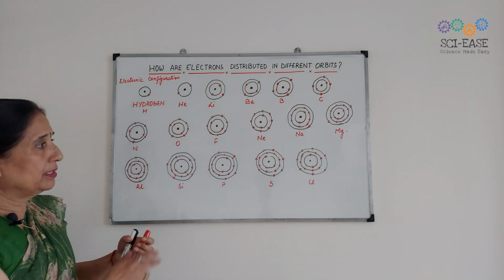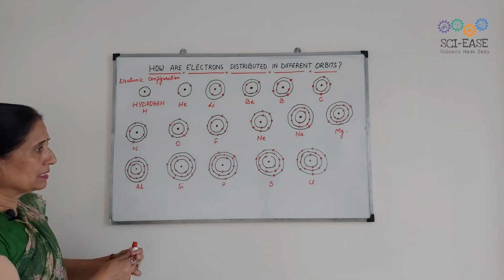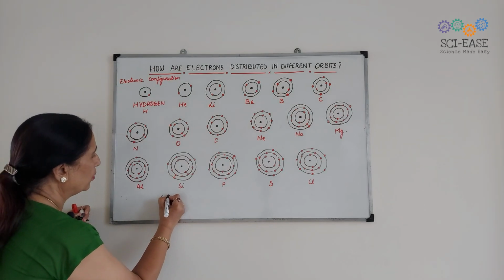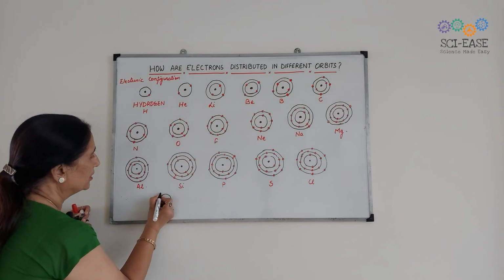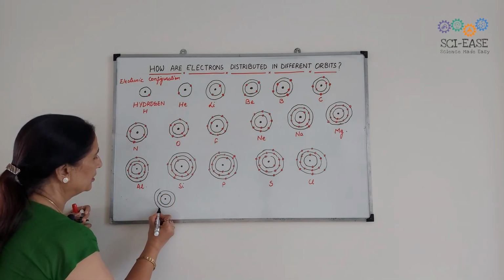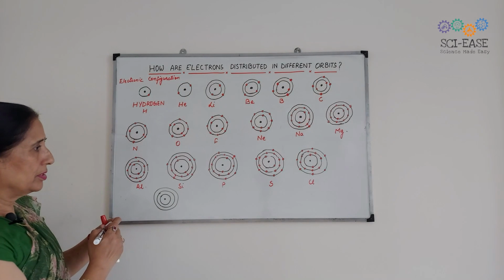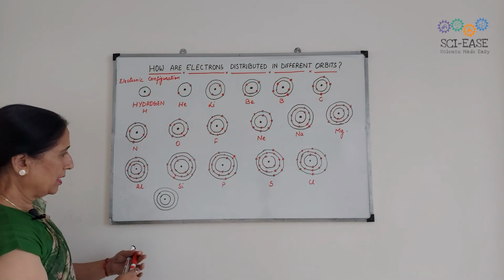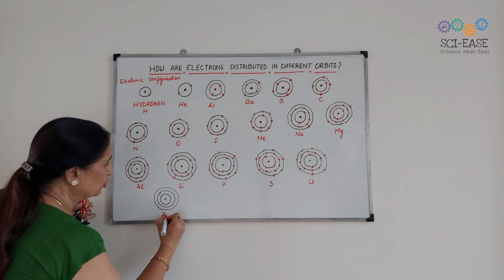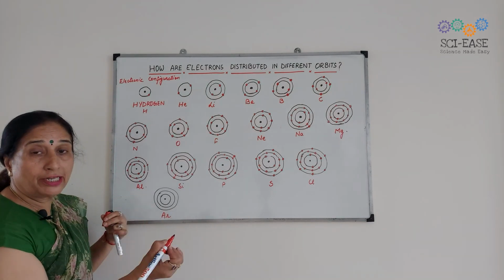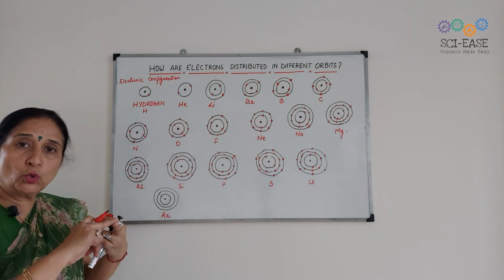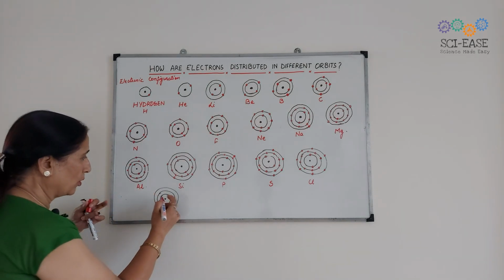Okay. So here what will be the result? Argon, 18. 1, 2 and 3. So this is argon, and its electronic configuration is 2, 8, 8. 18 protons and 18 electrons.